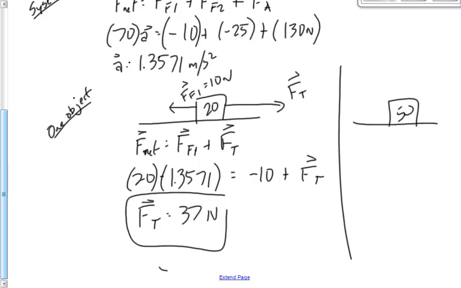Almost. Negative. If object A applies a force on B, object B applies an equal and opposite force on object A. So it doesn't matter which one you pick. I did this one, get positive 37. You do the other one on the quiz tomorrow, get negative 37. It doesn't matter. They're both right. We'll leave it there for tonight, guys.